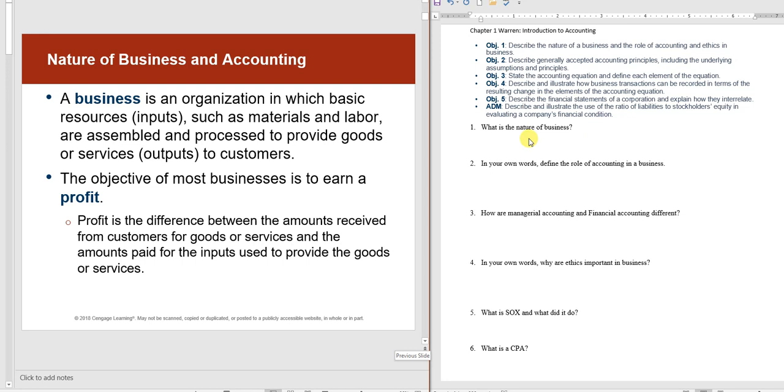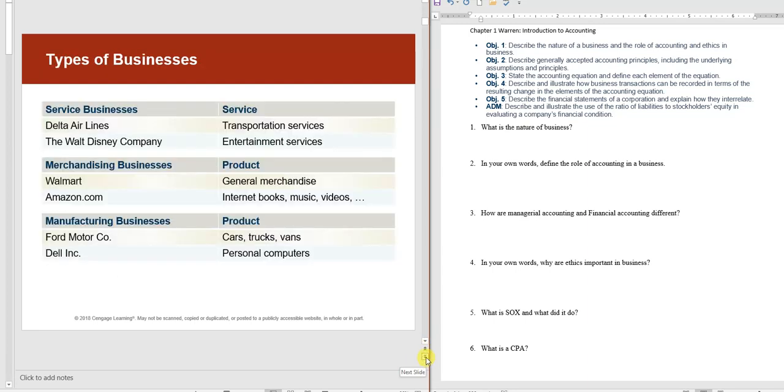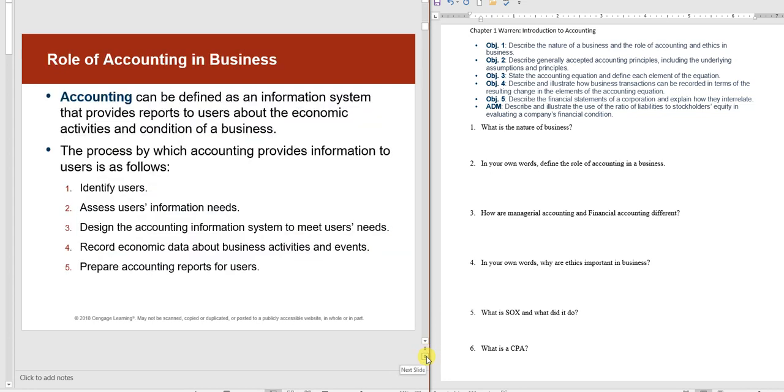But what is the nature of a business? Basically, we organize in the form of a business to provide resources or services to customers. And our objective is to earn a profit. So we do have a profit objective in a business. Here's some different types of businesses. Remember, you can have a business be a service or product, what we're serving, fulfilling a need in public and with the hopes of making a profit.